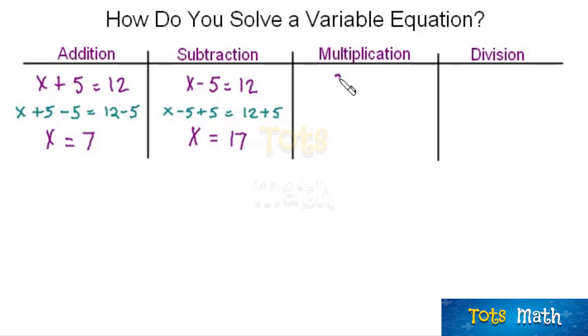Let's say the problem is 3x equals 24. Whenever you write a number next to a variable, it's understood to mean multiplication. So 3 times a number equals 24. Well, remember, I'm trying to solve for just one x, and right now I've got 3 x's. So a way to get just one x would be to divide each side by 3.